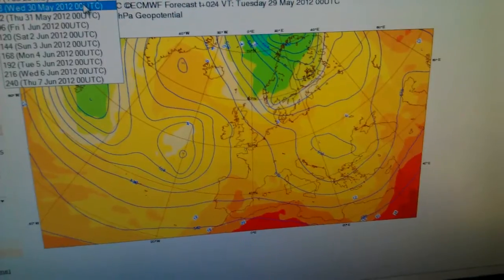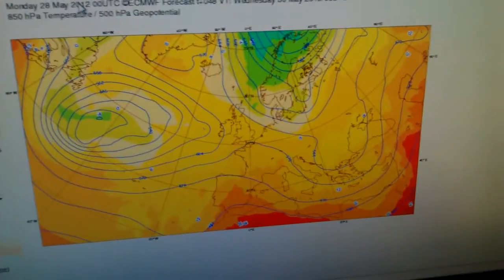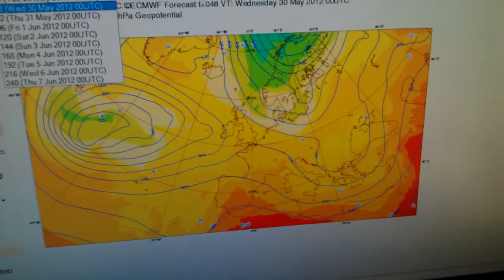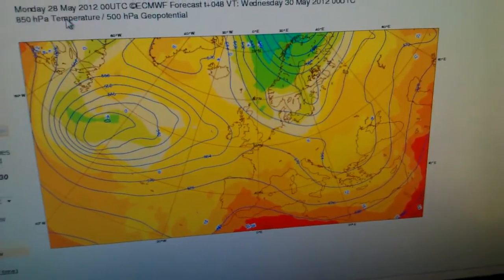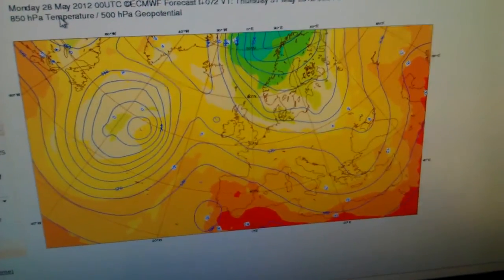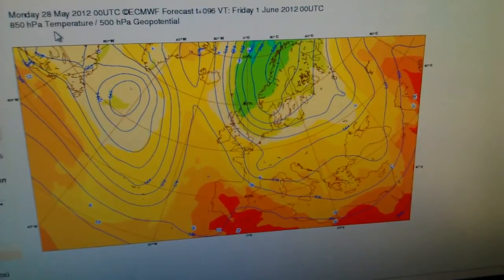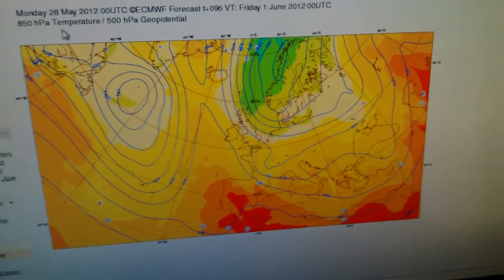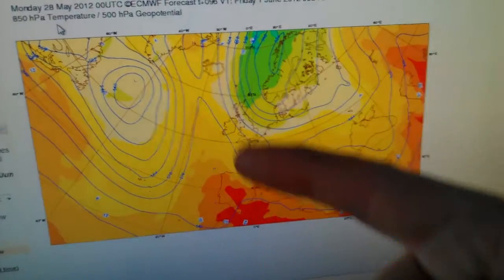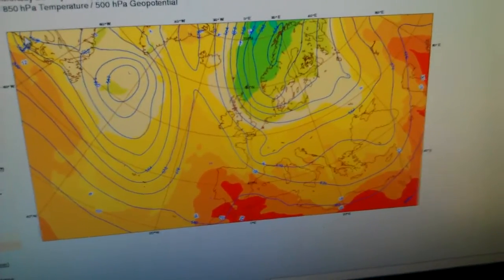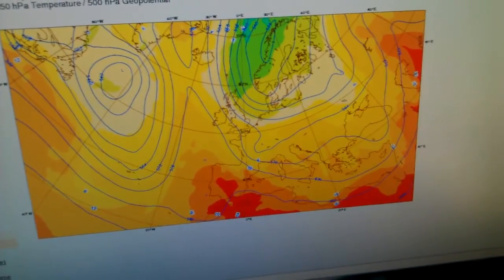You can see here the trough starting to work its way south, lower in the heights, much cooler air in the mid and upper levels. That, of course, will support much cooler air as we progress towards the end of this week and into the weekend. Check out the greens, check out that northerly flow working southwards. We're going to be seeing some cool northerly winds.